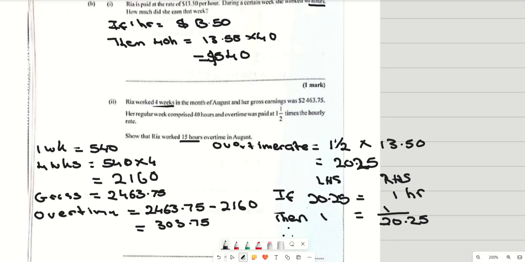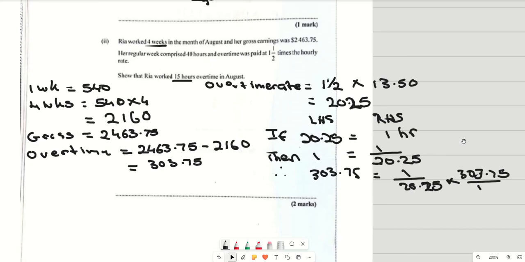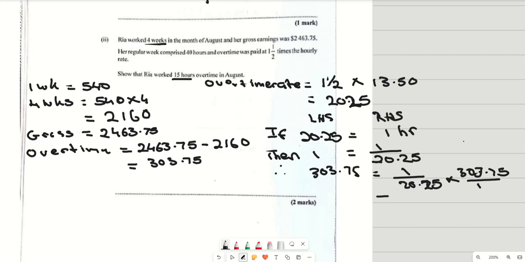And how many hours would she have to work to earn $303.75? So $303.75 would be equal to 1 over 20.25 multiplied by 303.75. No, sorry, $20.25, right? So 303.75 divided by that. When you divide that, you will get 15 hours. And that is how you would have done this question.